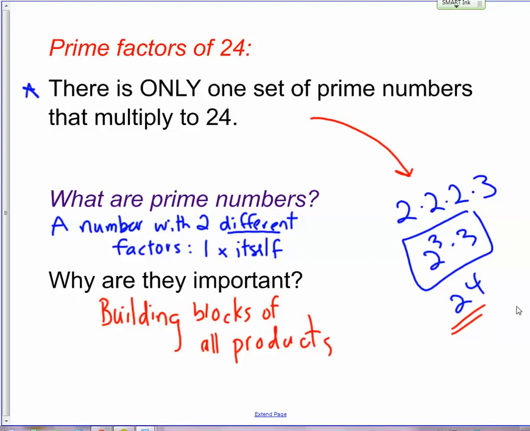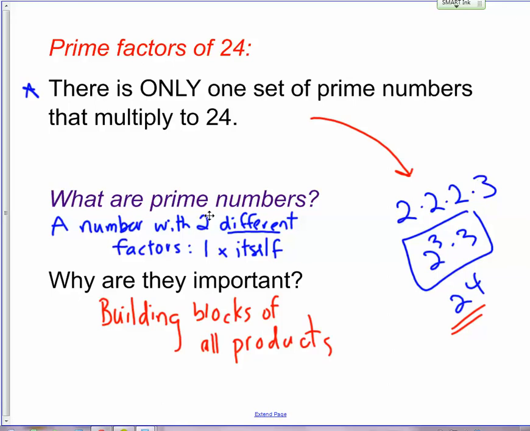So just like each of you has a unique fingerprint, 24 has a unique prime factorization, and that is 2 times 2 times 2 times 3. No other prime numbers multiply to 24 other than 2 times 2 times 2 times 3.